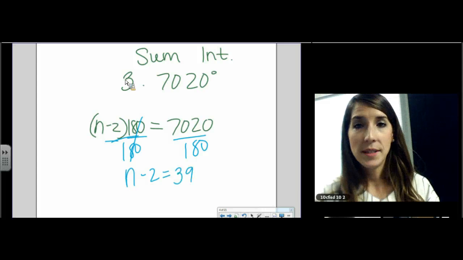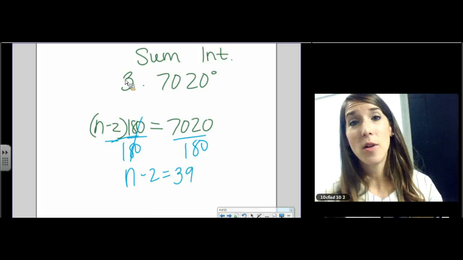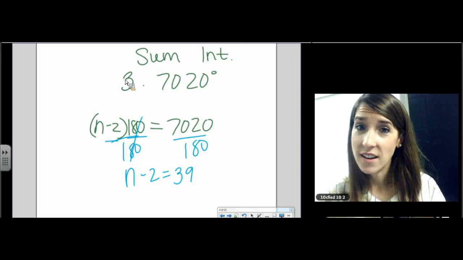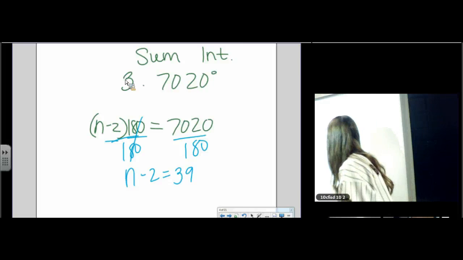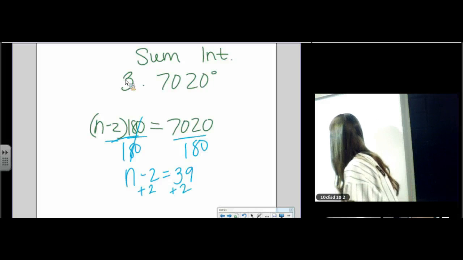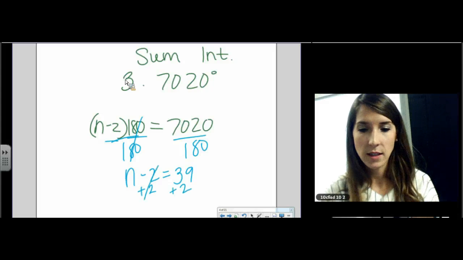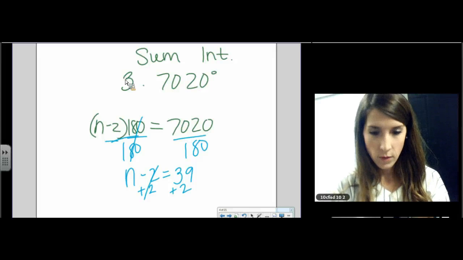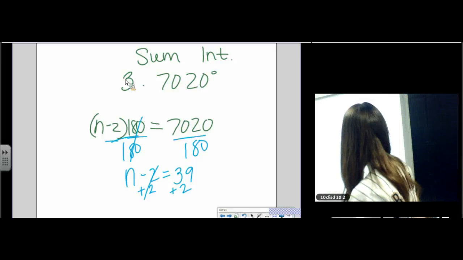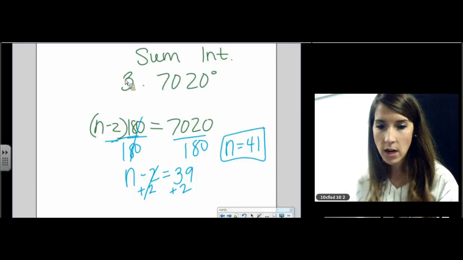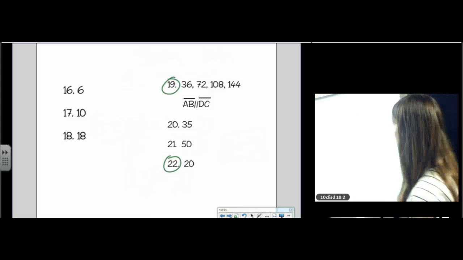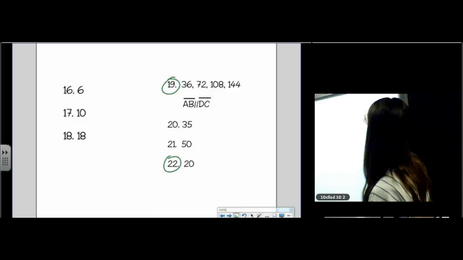And then you do the opposite of minus 2. Now, a lot of people on the quiz will put 37 because they're going to subtract 2. But remember, we're still solving for n, so we need to isolate n, so we need to do the opposite of what's being done to it. So n, the number of sides, is 41 sides. Very good. Okay, next problem, number 19.